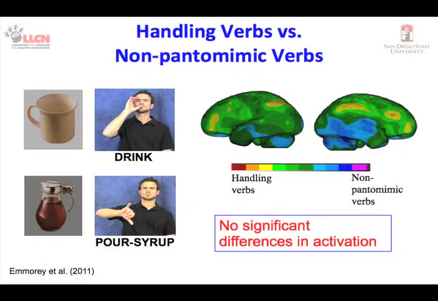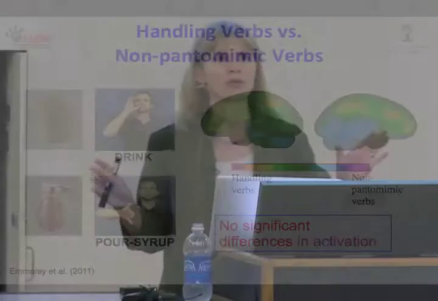But in fact, what we find is no difference. So this is a color palette of activation. So if we found red areas, it would be regions that were more active for these handling verbs. And if we saw purple ones, it would be more for these verbs. But what you see is a lot of green, right? Which means no difference in activation between those two. So the brain doesn't care that one is iconic and the other isn't. You're just getting language regions engaged.